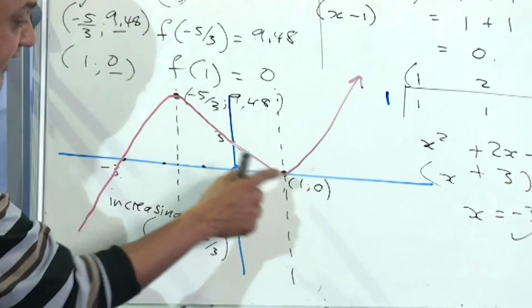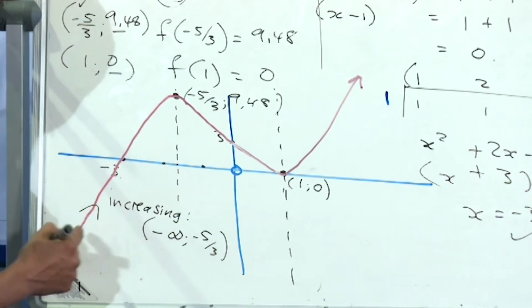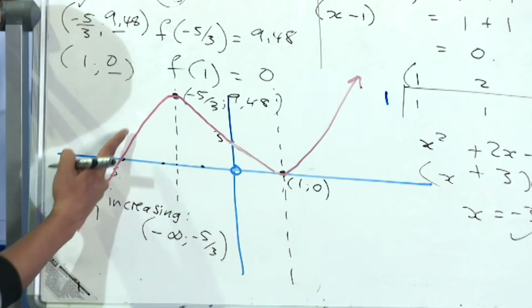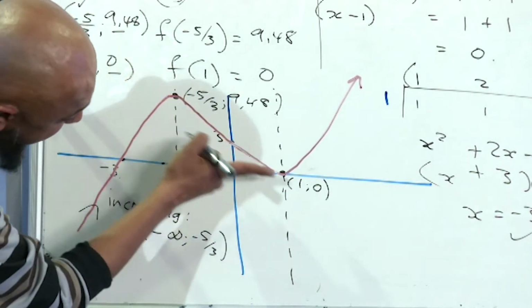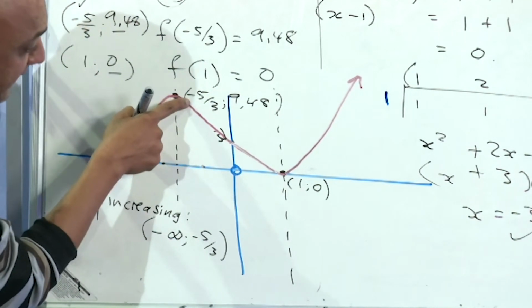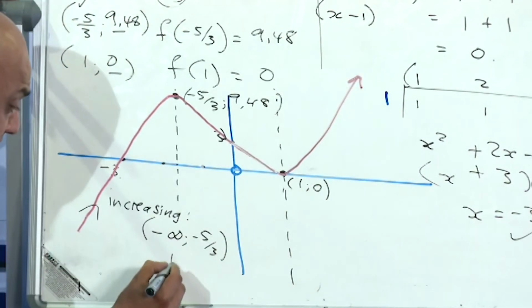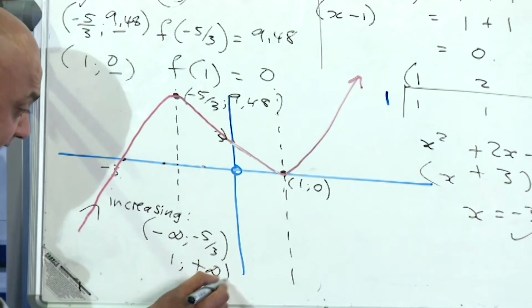It's also increasing here. Remember, this is the journey, this is the path of the graph. It's increasing, increasing up till there. Now it's decreasing from negative 5 over 3 to 1, and it's increasing again from 1 to positive infinity. So from 1 to positive infinity, it's increasing.